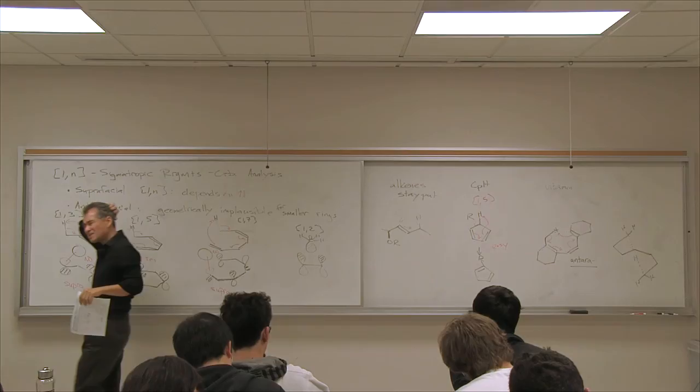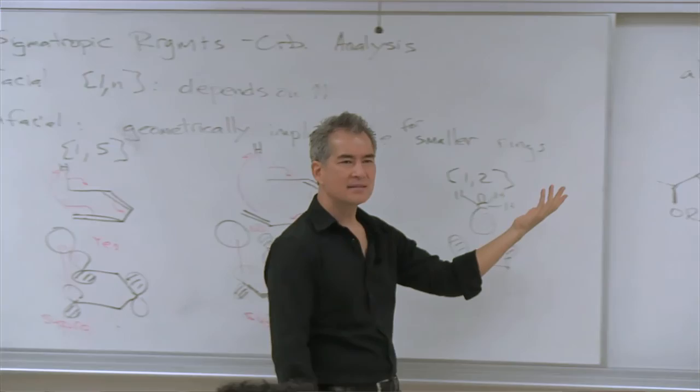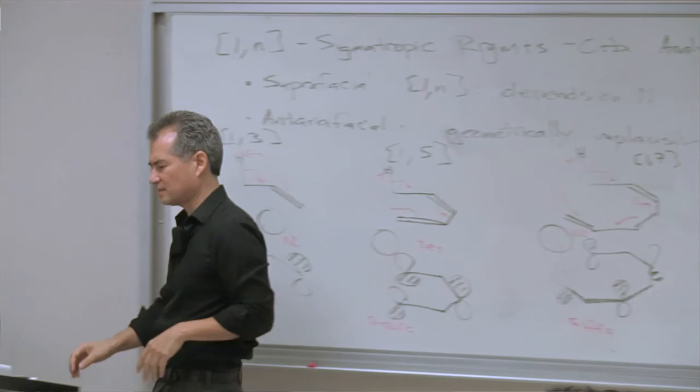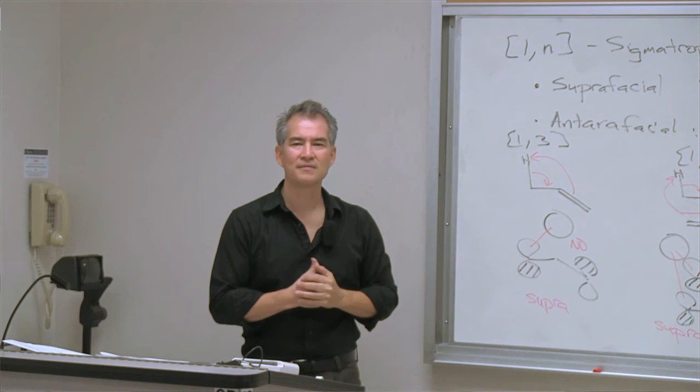It's possible you could have larger shifts, but as you get to larger ring sizes, 1-9, 1-8, it's just entropically hard to bring those ends together. So 1-7 is kind of unusual because you typically don't have the ends of one of these seven carbon systems poised close to each other. Okay.